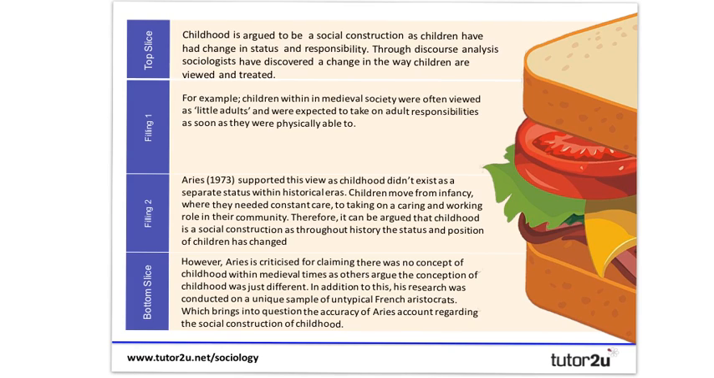In addition to this, his research was conducted on a unique sample of untypical French aristocrats, which brings into question the accuracy of Aries' account regarding the social construction of childhood. Now, what we can see here, this is a really chunky paragraph. So what you'll need to replicate is another one of these paragraphs within that 10 marker.